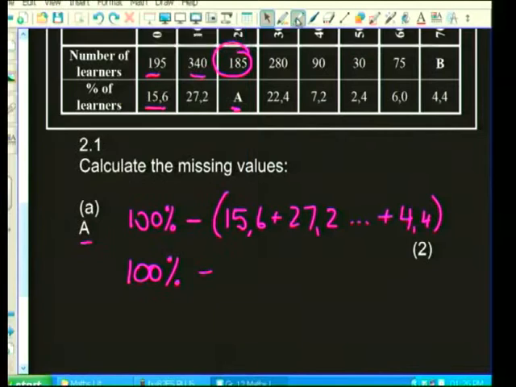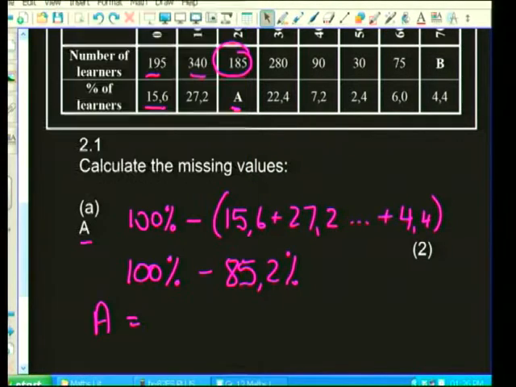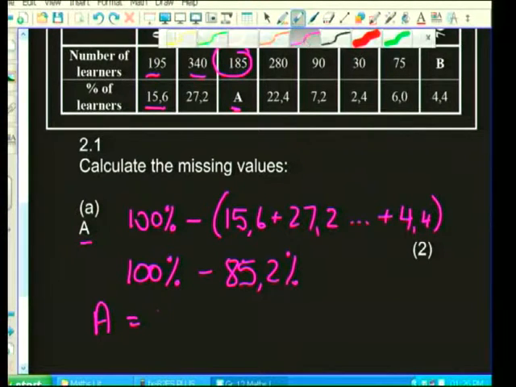So let's write that in, 85.2%. Now A is going to be 100 minus that. So let's get our calculator out again. I don't need to clear this. I can say 100 minus my answer that I had, and I get 14.8. So my answer to A is 14.8. I think I need a pen.